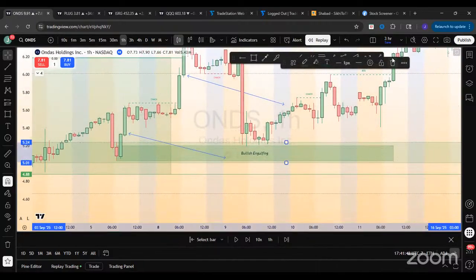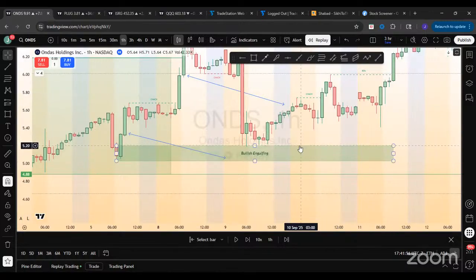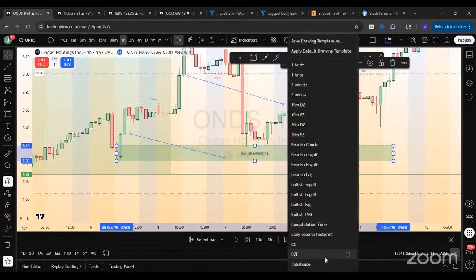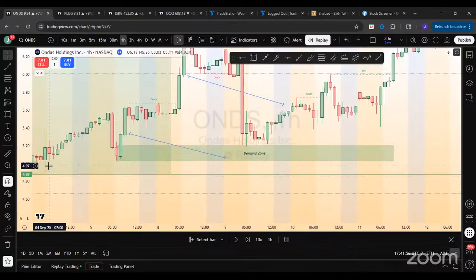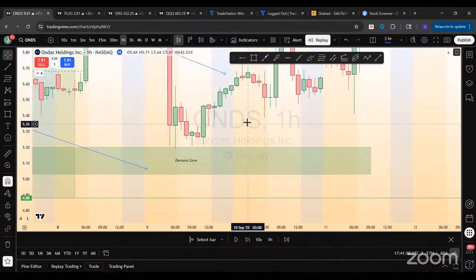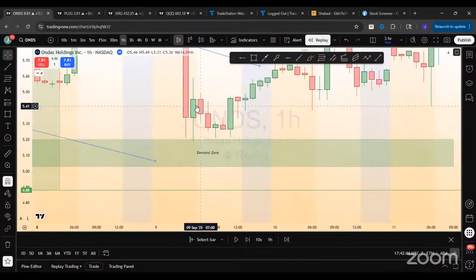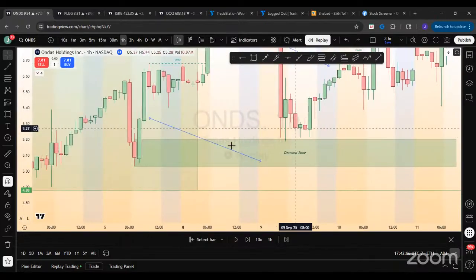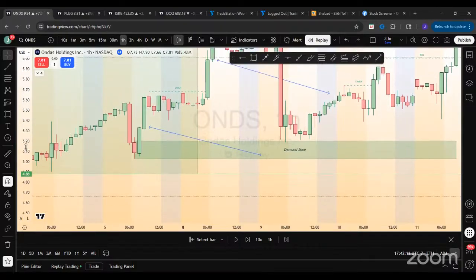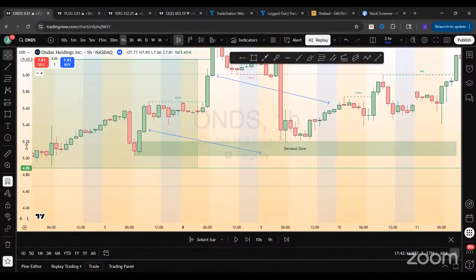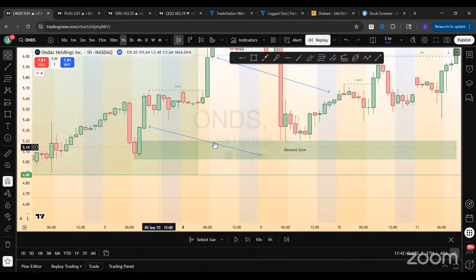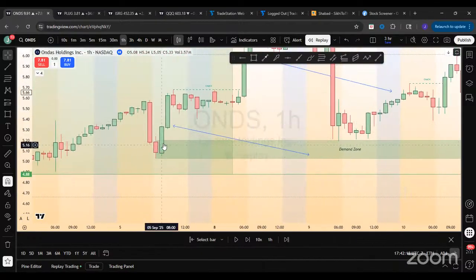Let me take off this consolidation. This was your demand zone. Okay, and look at that touch right here, right in there. So this engulfing pattern created that demand zone. This is normally how you draw your demand zones, and normally the demand zones are created like this, where it's very similar to an engulfing pattern. Okay, and then your demand zone.